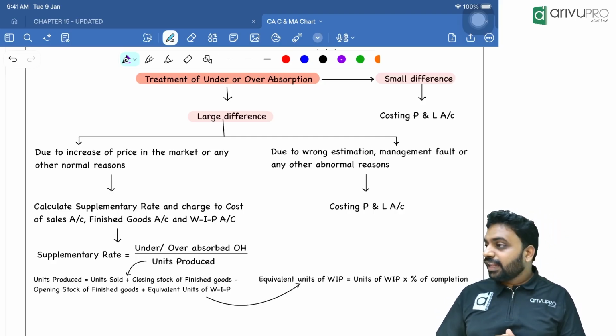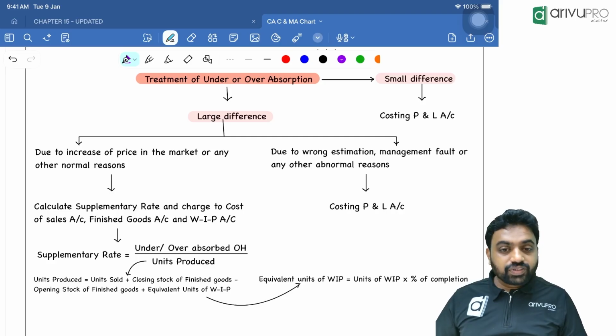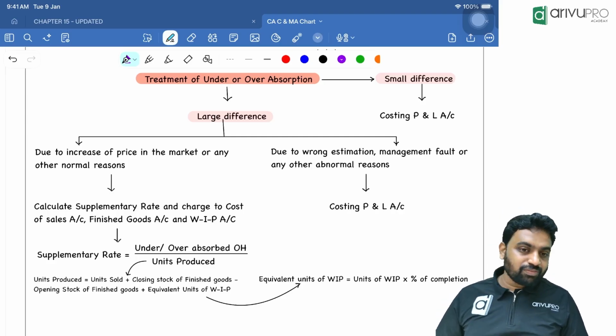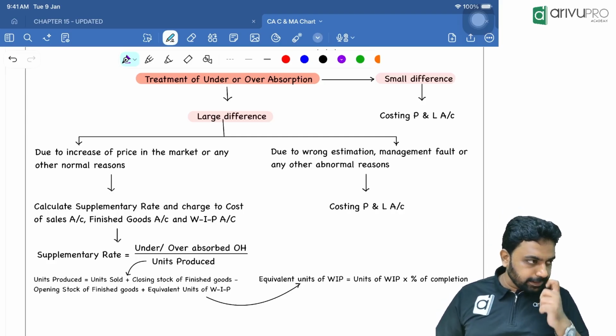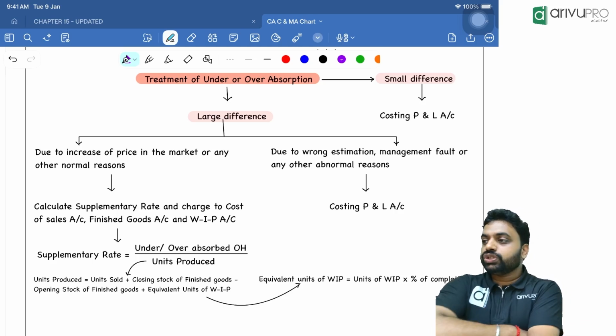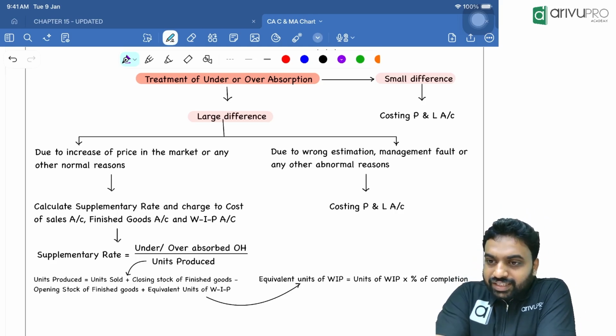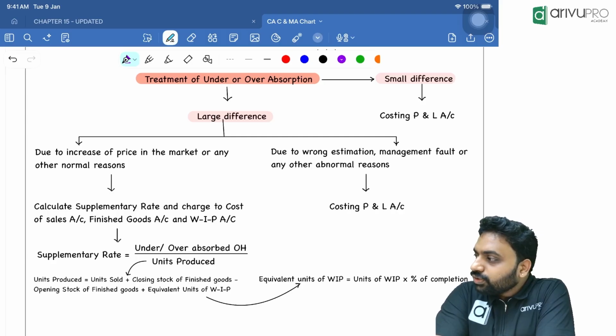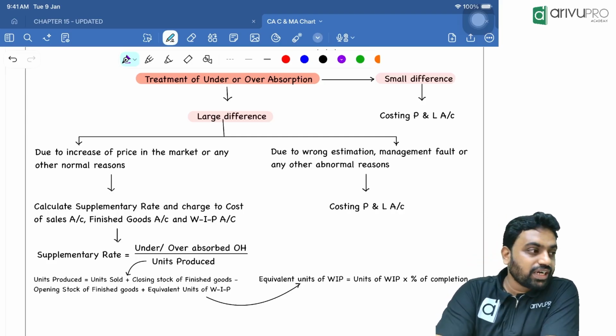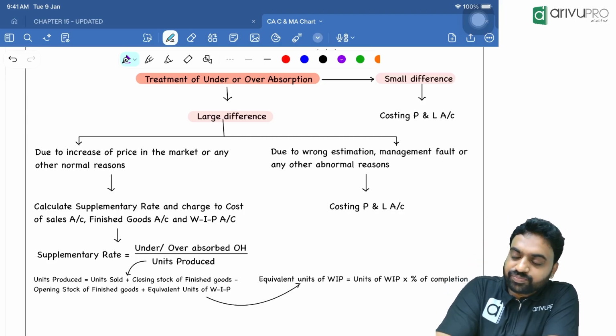However, if it is due to normal increase in the price of the market or any other reasons, then guys, you should not charge it to costing P&L. Rather, you should book it to the different expenses. What do you mean by that? Booking it to the different expenses.